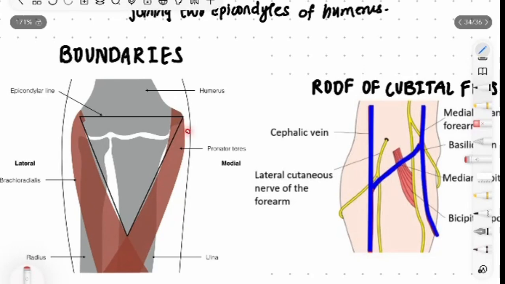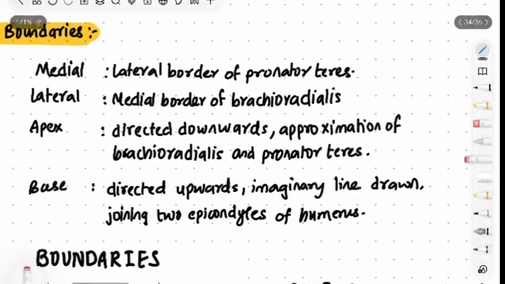So the medial border is the lateral border of pronator teres, whereas the lateral border is formed by the medial border of the brachioradialis. Apex is the approximation of these two muscles. Base is the epicondylar line, that is the imaginary line joining the two epicondyles of humerus.